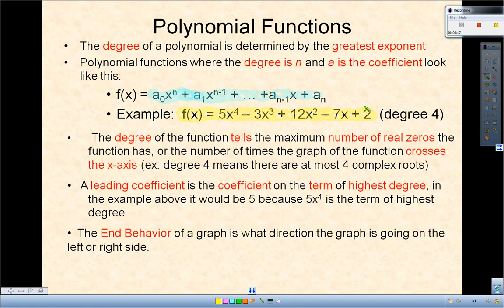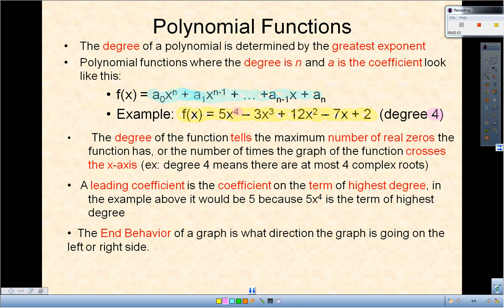Notice that the exponents are nice whole numbers. There's no negative exponents. They're nice positive integers. And there's no square roots, no radicals, no absolute values. The degree of a polynomial is determined by the greatest exponent. So for example, the degree of the polynomial that I highlighted would be degree 4 because it is the greatest exponent for that polynomial function.